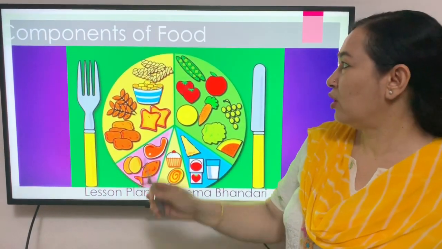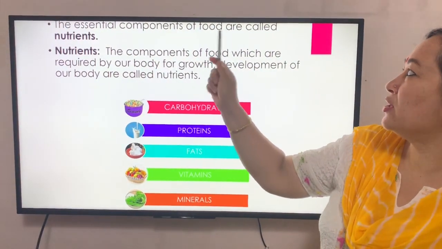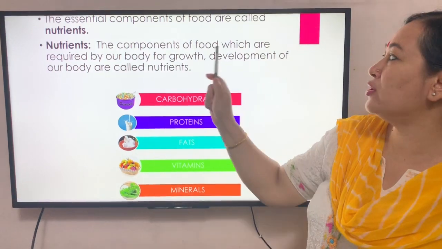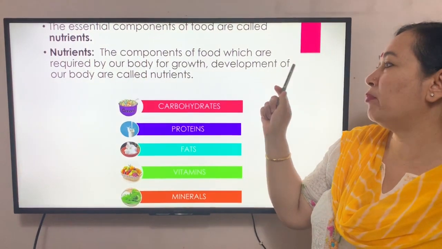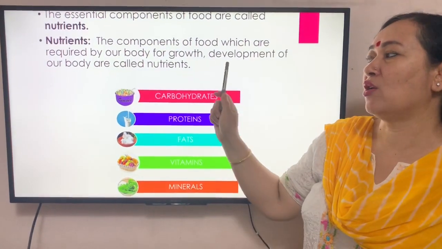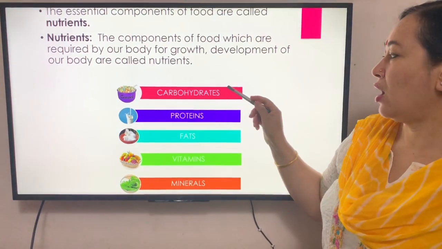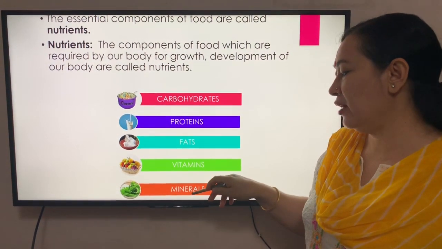It is about components of food. The essential components of food are called nutrients. Nutrients, the components of food which are required by our body for growth and development, are called nutrients. The most essential nutrients are carbohydrates, proteins, fats, vitamins and minerals.